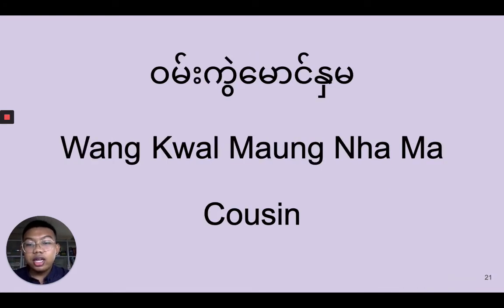Moving on to the next one, how to say cousin. Your cousin is wan kwe maunama. Maunama means siblings, or brother and sister. Wan means abdomen, and kwe means different or separated. So wan kwe maunama means brothers and sisters from separated abdomens, which means cousin. Wan kwe maunama for cousin.